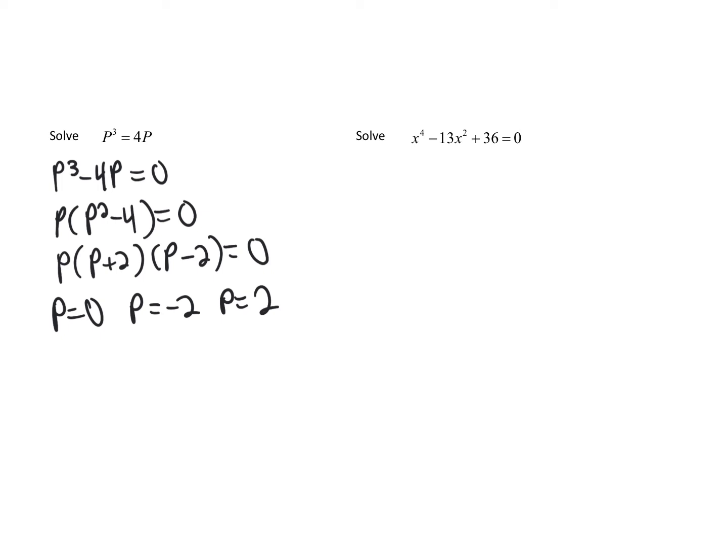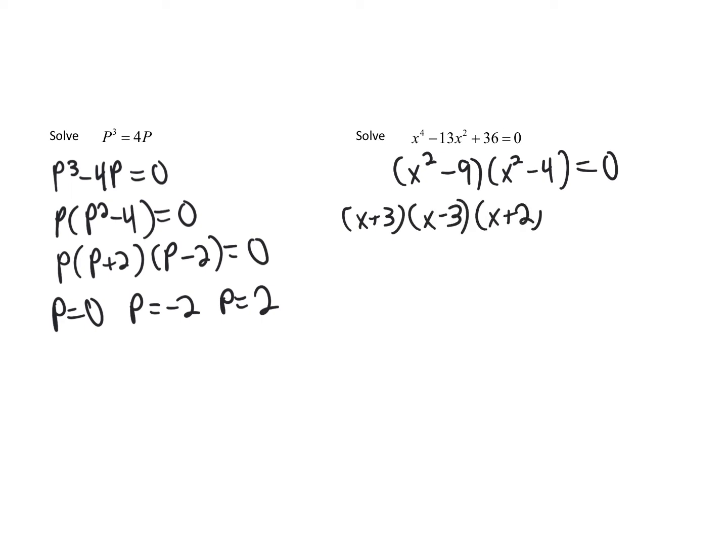The second example is what we call of the quadratic type. Sometimes you can actually use substitution, but this one's easy enough to do without. We can factor to x squared minus 9, x squared minus 4 equals 0. Each of those are a difference of squares, so x plus 3, x minus 3, x plus 2, x minus 2, equals 0, and then we get solutions of negative 3, positive 3, negative 2, and positive 2.